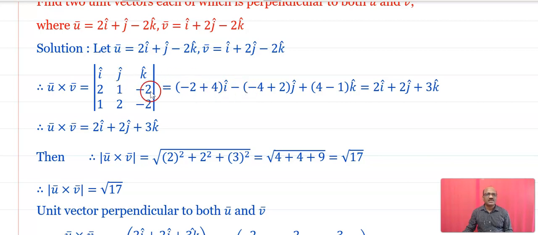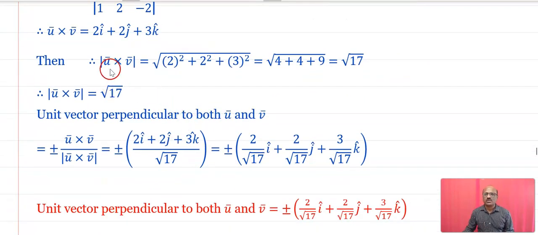Next is the minus, the product of 2 into minus 2, that is minus 4, plus minus 1 into minus 2, that is minus and minus will again plus, that is minus 4 plus 2, bracket complete j cap plus, and the last is 2 into 2, 4, minus 1, bracket complete k cap, and then you will get minus 2 plus 4, then you will get 2i cap, minus 4 plus 2, then you will get 2j cap, and then minus and minus, that will become plus, 4 minus 1, then you will get 3k cap, and therefore U bar cross V bar is equals to 2i cap plus 2j cap plus 3k cap.